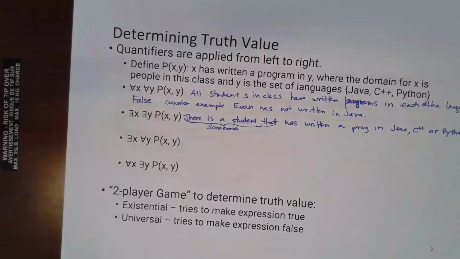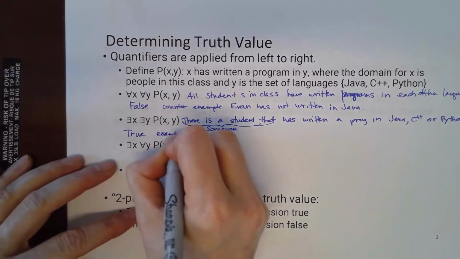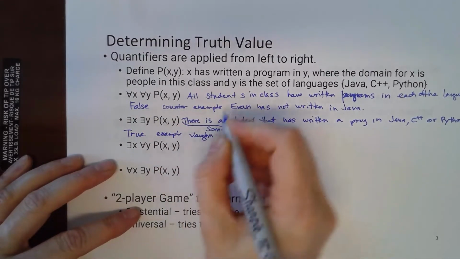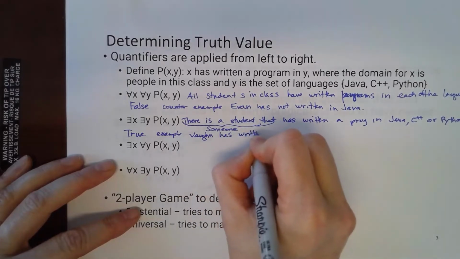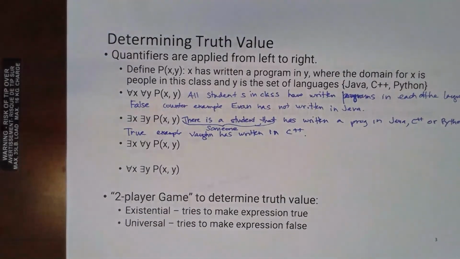Okay, so if we wanted to prove that this one was true, what would we need to do? We just need to find one person that's written a program in one language. I bet we could find a person in here. Okay, let's see. Vaughn, what have you written a program in? I've written a program in C++ and Java. Okay, so we'll just do C++. So this is true. We just need one example. Vaughn has written in C++, for example. We could list his other language, but that's good.